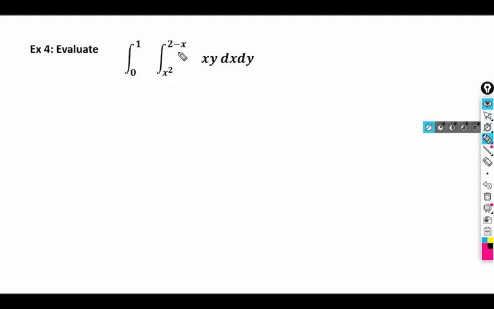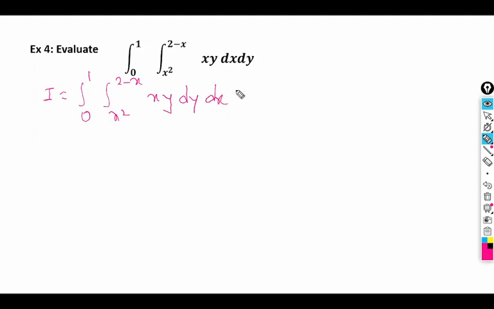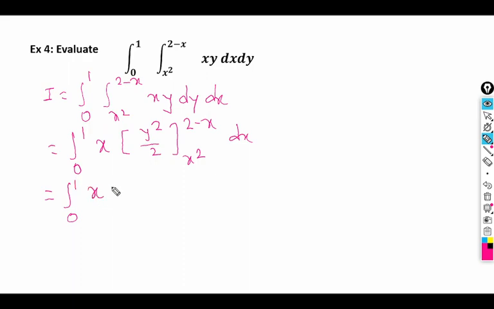The limits are in terms of x. So what is the order? The order is dy dx. So first of all, the integral that we are given is 0 to 1, x square to 2 minus x, xy dy dx, because limits are in terms of x. So the 0 to 1 stays as it is, we are integrating with y. So x is like a constant. Integral of y is y square by 2. Limits are x square to 2 minus x, dx.